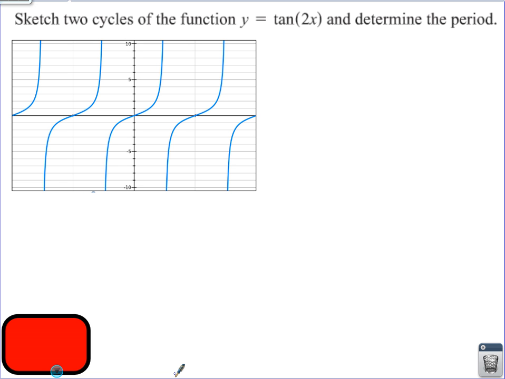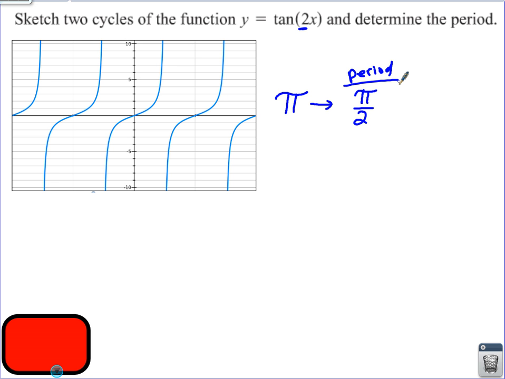You know how to sketch it there. Tangent of 2x, though. Before, the period of regular tangent was what? What did I say the period was for tangent? Pi. As soon as you multiply that x value by 2, that's a horizontal compression times 1/2. So what used to repeat every pi units is now going to repeat every pi over 2 units. That's the new period. That's all it says to do there. Sketch it, determine the period.